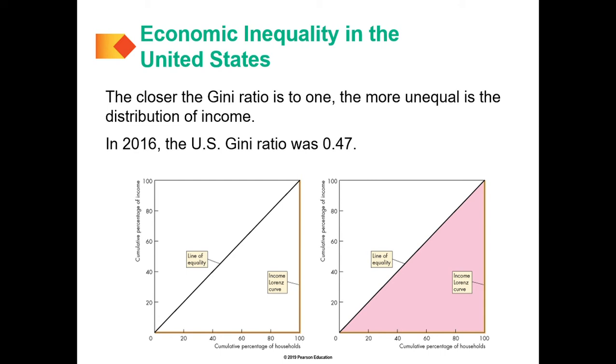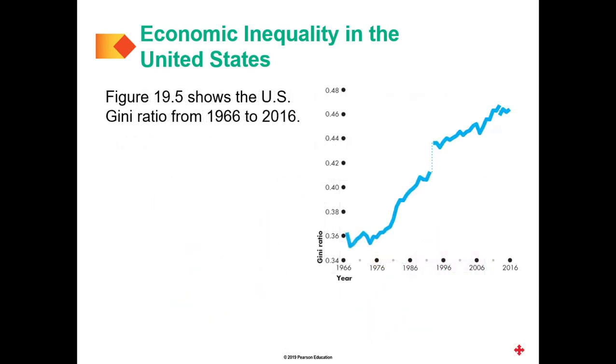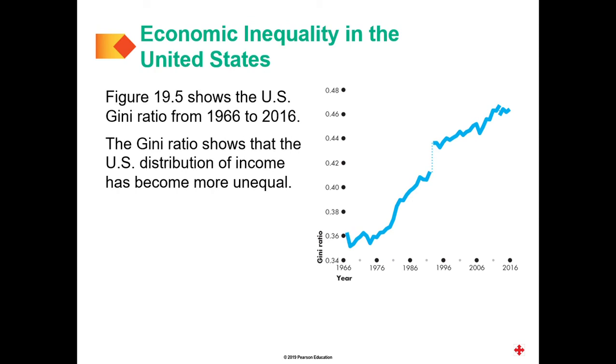So in the United States in 2016, the Gini ratio is 0.47. So if we want to look at it over time, this is what's gone on since 1966. Now, in the interim, we had a little bit of a change in how we measured it, so that's what that break is there. But as you can see, the distribution of income in the United States has become increasingly more unequal.